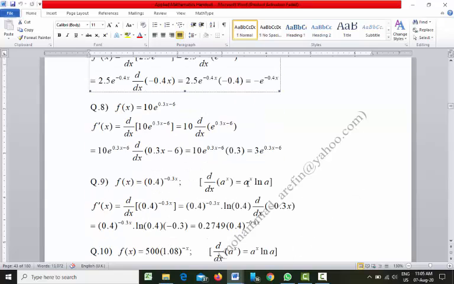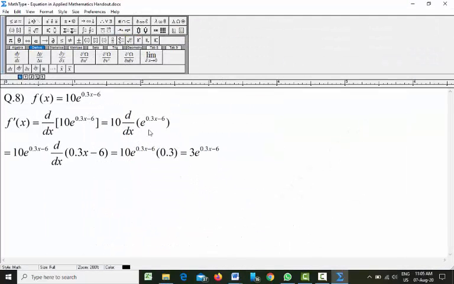Right. So now again here the problem we have is we want to do differentiation of 10 e to the power 0.3x minus 6. In this case 10 is the coefficient, so you need to move this 10 behind d by dx. So we want to do differentiation of e to the power 0.3x minus 6.